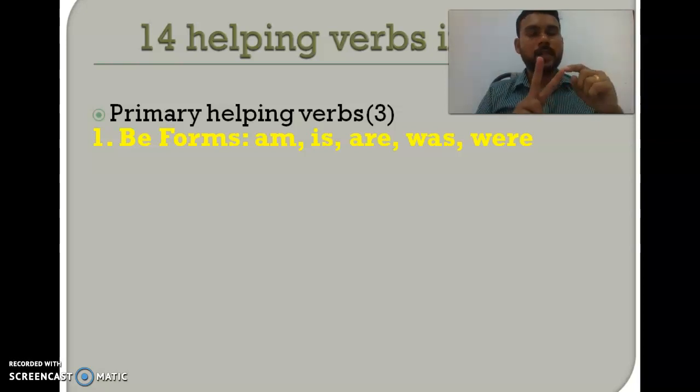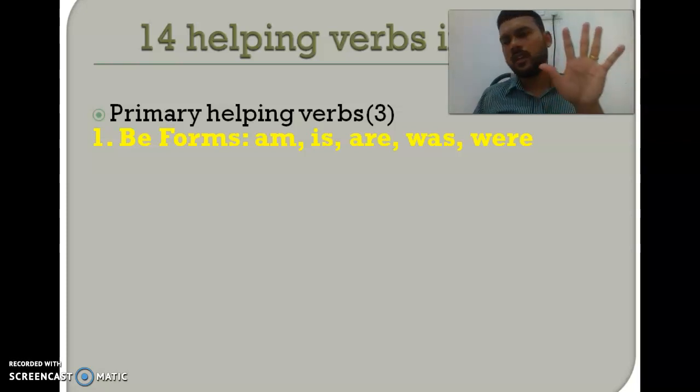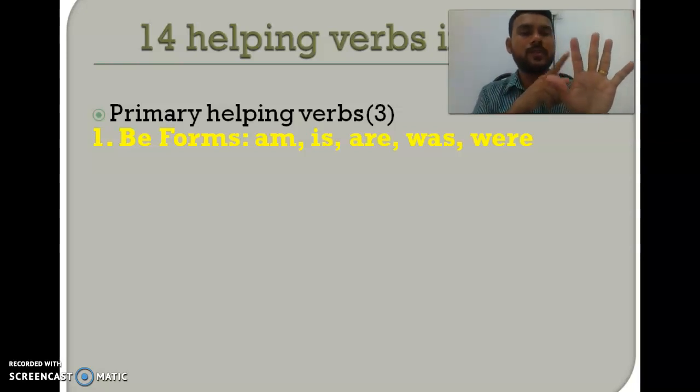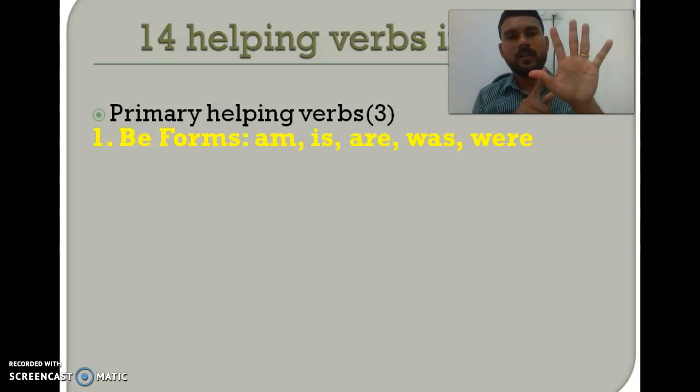One is present form and the other is past form. Present be forms are am, is, are. Past be forms are was, were. All primary helping verbs are used in 5 composition sentences: positive, negative, question positive, question negative, question tag. They are only used in 5 types of sentences only.